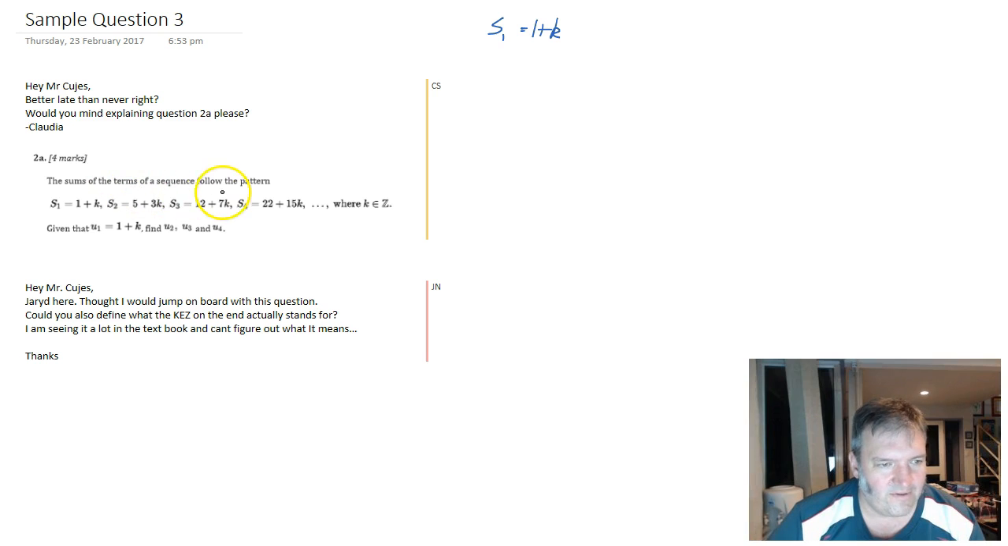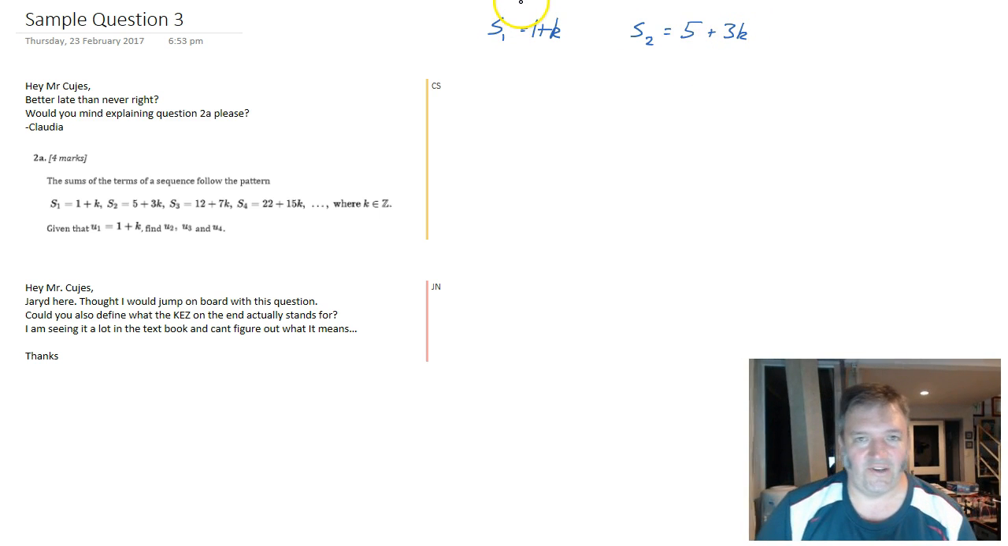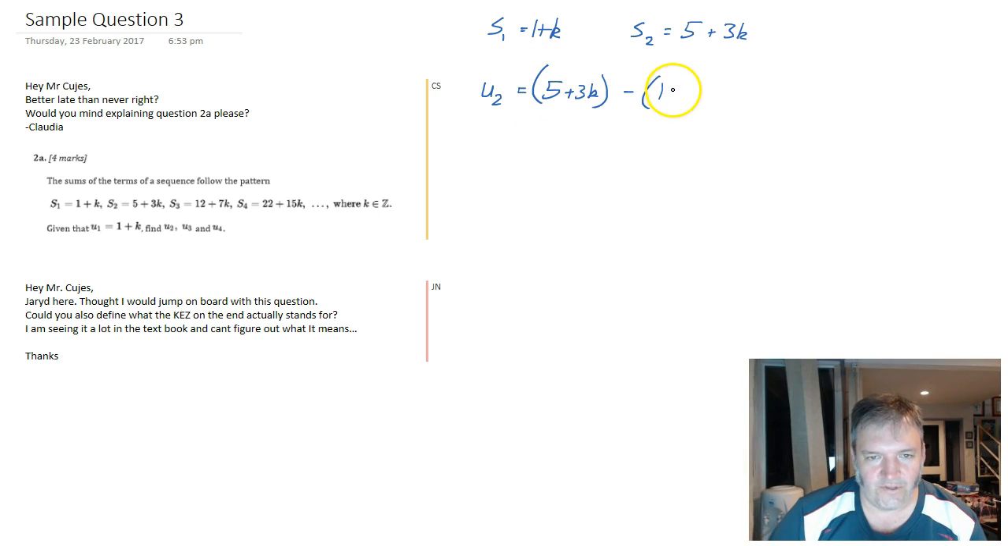Now, if we keep reading here, the sums of the sequence are as follows. The sum of the first two terms is equal to 5 plus 3k. If I find the difference between this one and the previous one, that's how much I had to add on with the second term. It says we've got to find u2, u3, and u4, so the second term is just 5 plus 3k, that's the total after two terms, take away whatever the first term was, 1 plus k. And so we get u2 equals 4 plus 2k.